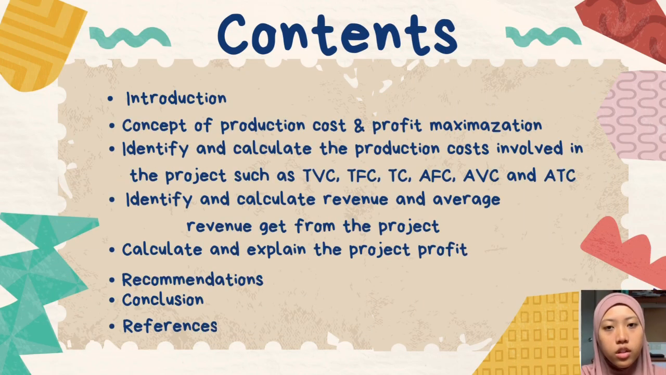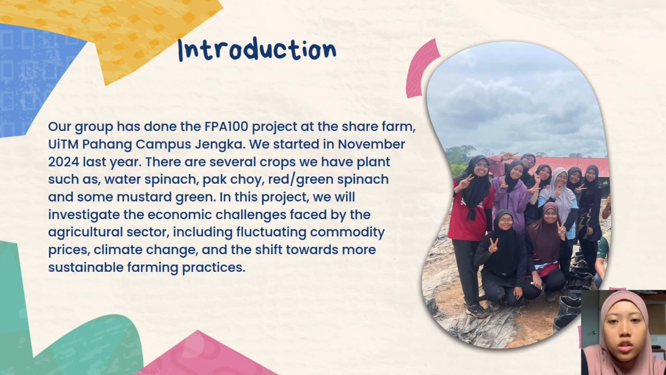About the introduction, the concept of production cost and profit maximization. Identify and calculate the production costs involved in the project such as TVC, TFC, TC, AFC, AVC and ATC. And next, we will identify and calculate revenue and average revenue from the project, and also calculate and explain the project profit. And then some recommendation, conclusion, and the last one is reference. So let's go to the introduction.